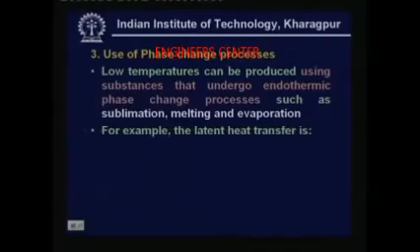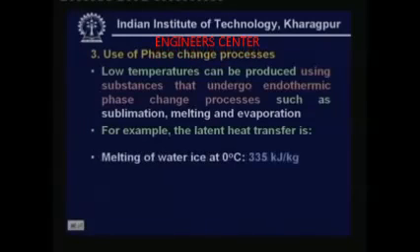Okay, that means heat has got to be supplied to the system undergoing these phase change processes. So during this process a large amount of heat can be transferred, right. Let me give some examples. For example, the latent heat transfer. Let us look at the amount of heat transfer during this process. For example, if I am melting water ice at 0 degree centigrade, then I can get a heat transfer of about 335 kilojoules per kg of ice. That means when 1 kg of ice melts at 0 degree centigrade, 335 kilojoules of heat is transferred.